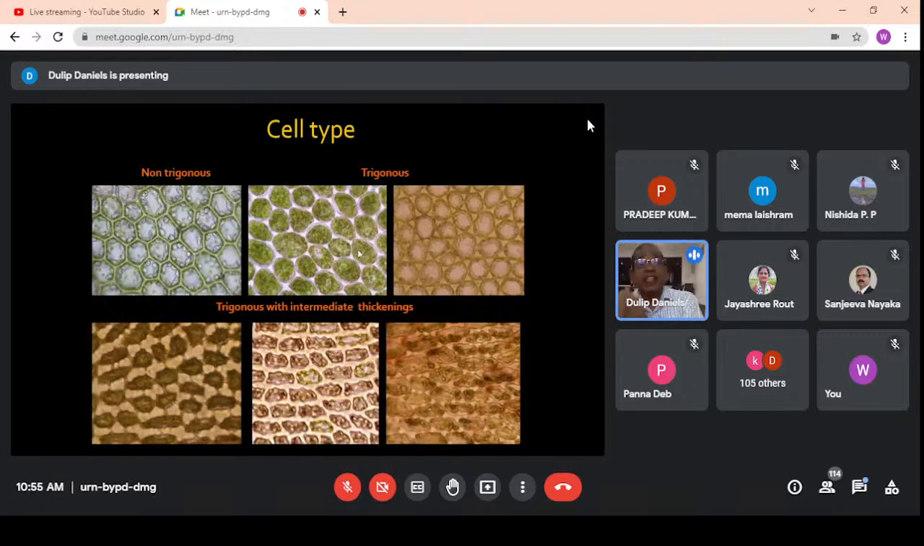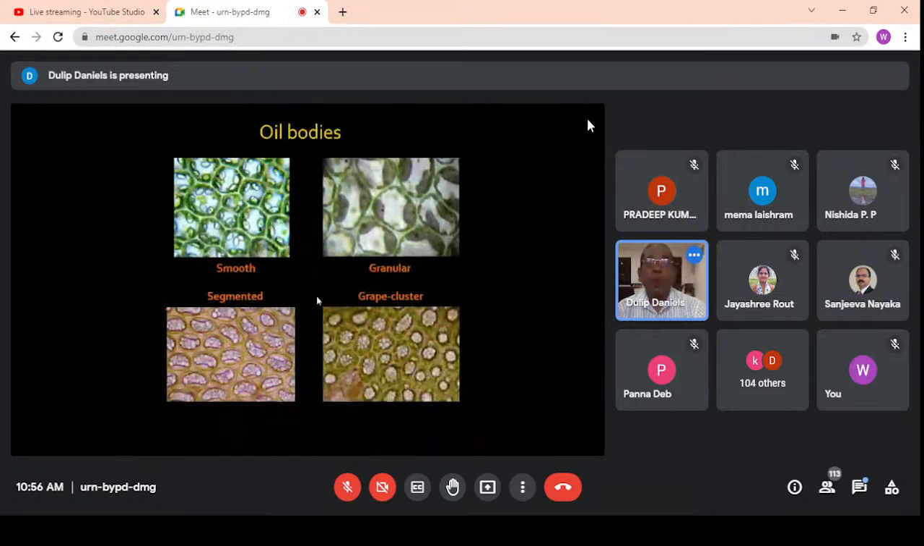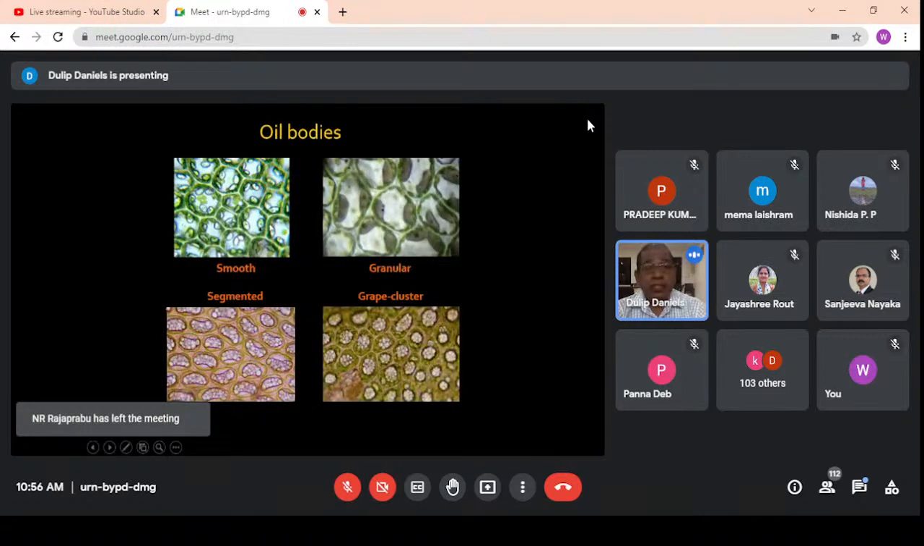Coming to the cell type, this is not trigonous, meaning there is no thickening in the corner. But here you find the corners thickened. Again here. Here you have even intermediate thickenings. Look at them. This is a trigone, this is intermediate thickening, typical of liverworts. Coming to oil bodies, beautiful. You could see smooth oil bodies, granular. Look at them, segmented. A great cluster type in the segmented.